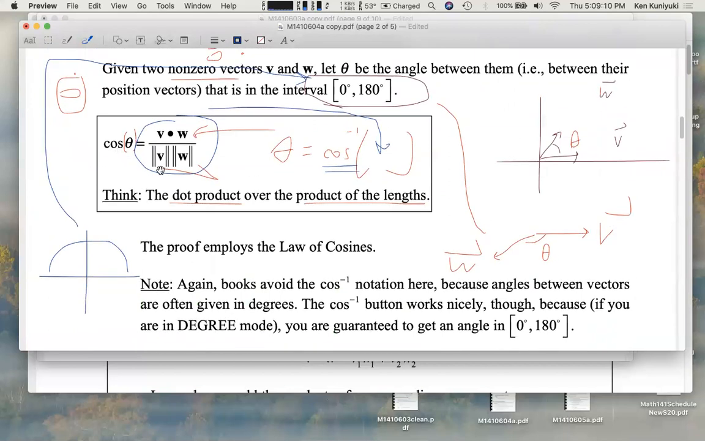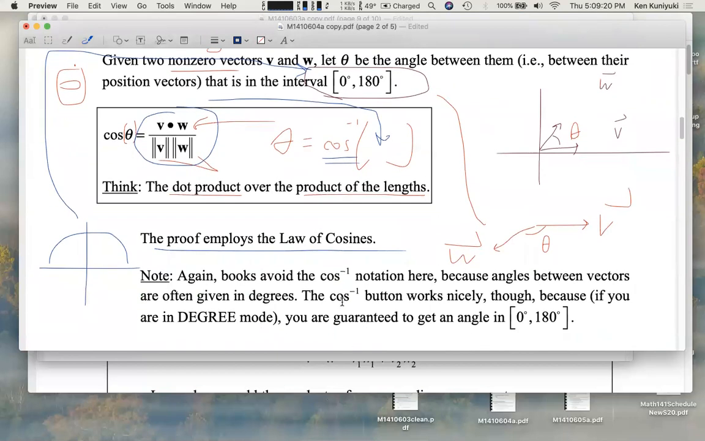By the way, in case you're wondering how it's proven from the law of cosines. So it's kind of appropriate that the law of cosines was also in chapter 6. This is proven from the law of cosines. All right.